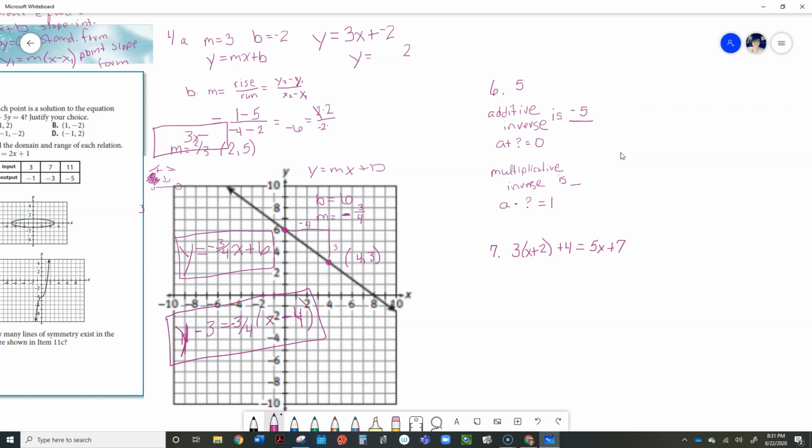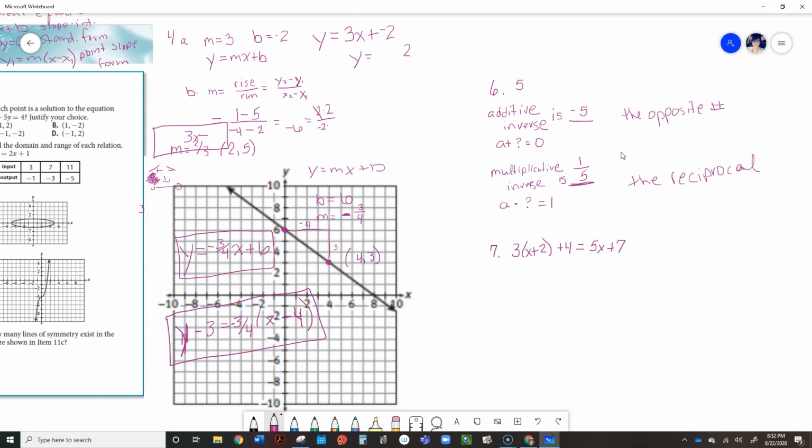Multiplicative inverse is if I have a number, what number do I have to multiply it by to get 1? So it's kind of like the opposite, but not really, because we don't want to change the sign. If we change the sign, we'd have a positive number and a negative number, and that would result in negative 1. But we want to flip it upside down. So we want to multiply a times some number to get 1, and that number is 1 over a. So the multiplicative inverse for 5 is 1 over 5. So this is the opposite number, and this right here is called the reciprocal.